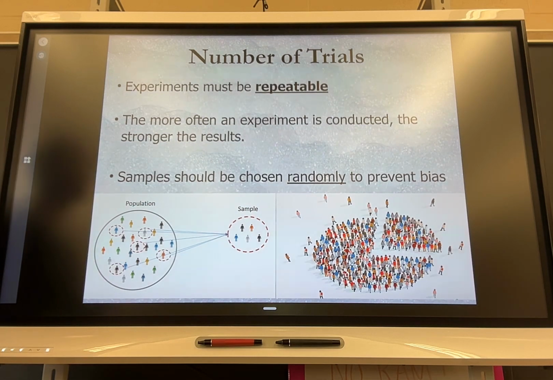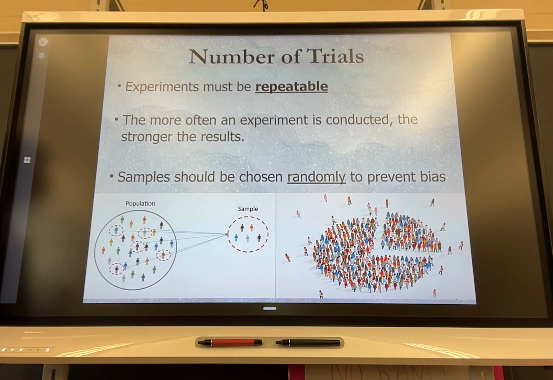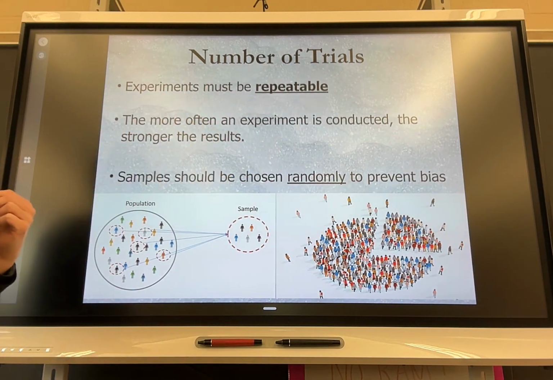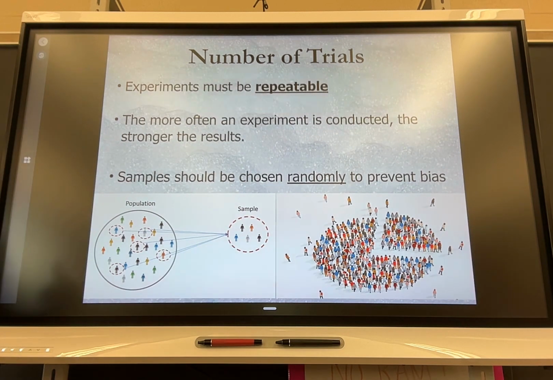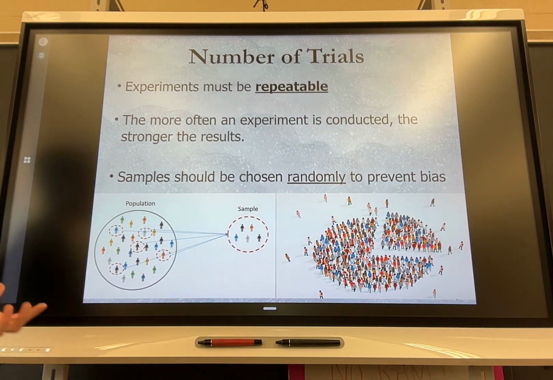The last thing is the number of trials. So experiments, like I said, have to be repeatable, not only by you, but by others. In science, we like to peer edit each other. We like to make sure that people aren't lying about their data. So what we do is when we publish our results, we make sure that we include a list of steps so that other people can go back and try this same experiment and see what they get.